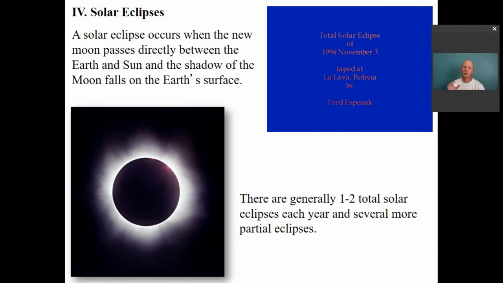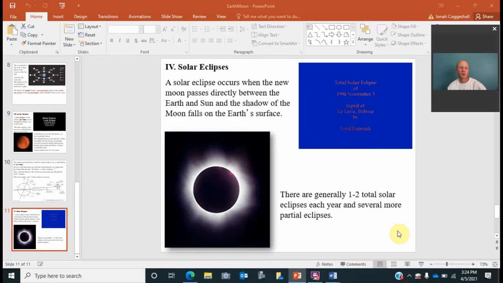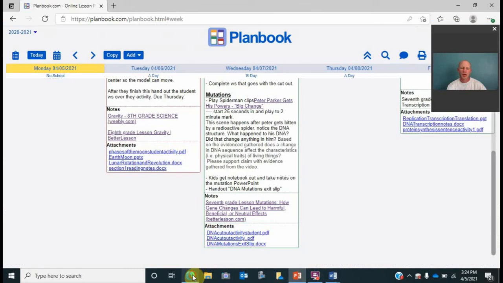So when we see a solar eclipse, only a very small portion of Earth actually sees that solar eclipse. Most of us see the partial eclipse. A lot of the times the solar eclipse will pass over the ocean, so nobody will really be able to see it. It has to pass over where people are, like land. So there are generally one or two solar eclipses each year, and several more partial eclipses.